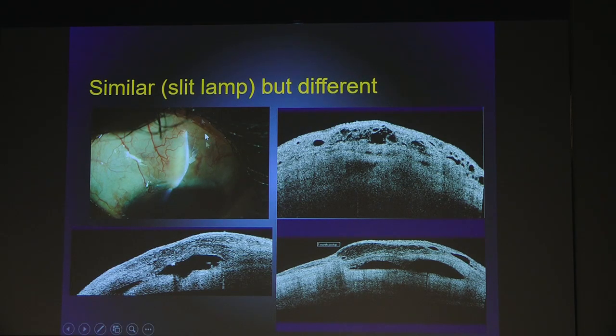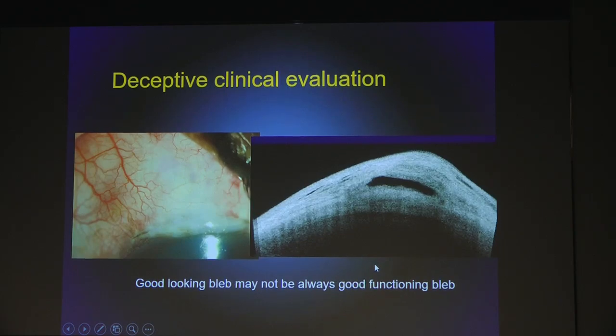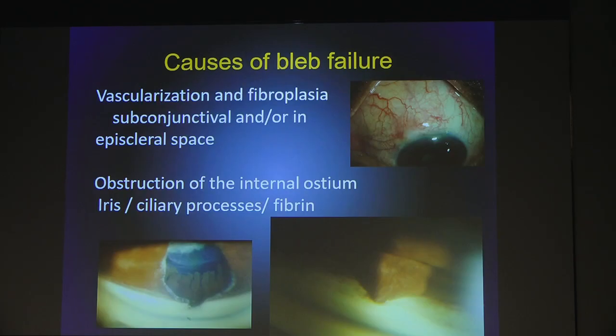Now the same elevation, good looking bleb can have different features as shown in these three slides. One has a large cystic space, the other has a spongy look, and this has various separated layers of the subconjunctival area. It could be a dysesthetic look on the slit lamp, avascular bleb, diffuse bleb with a large area, may not always be a good functioning bleb. As shown in this, there are hyperdense echoes in this area which is suggestive of fibroblastic activity. Eventually this bleb may fail.